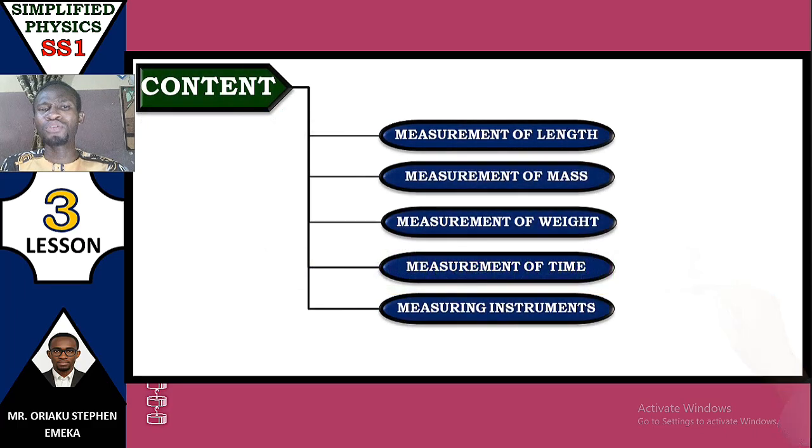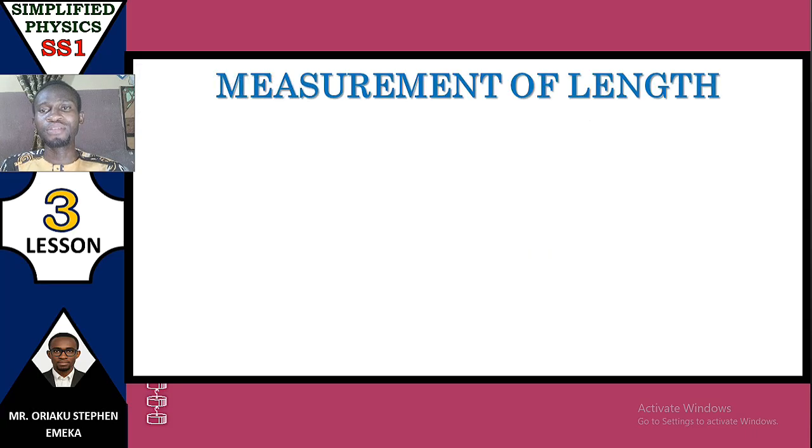So what are we going to be discussing? The course outline: we have measurement of length, measurement of mass, measurement of weight, measurement of time, and measuring instruments. Those are the things we are going to be focusing on today. So let's go to the first one, measurement of length.